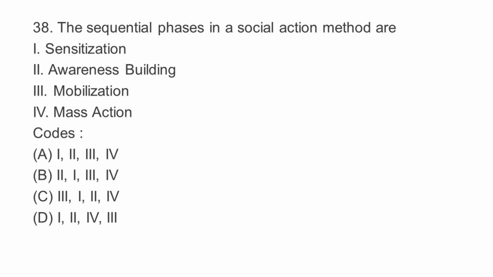Next question, the sequential phases in social action methods are, from the code, right answer is option B, that is, first phase of social action is awareness building, second step sensitization, third one mobilization, and last phase of social action is mass action. So, awareness building, sensitization, mobilization and mass action.